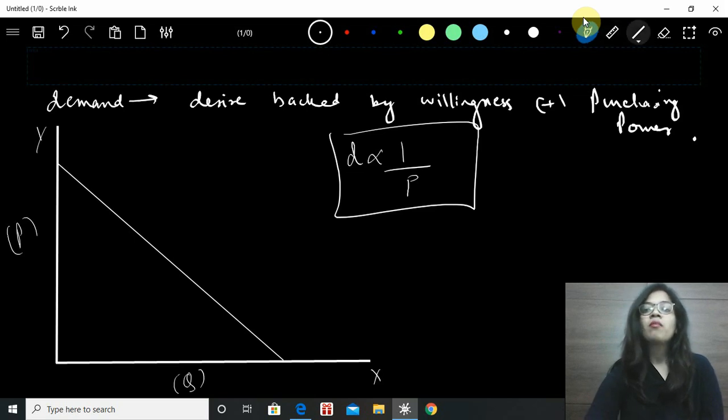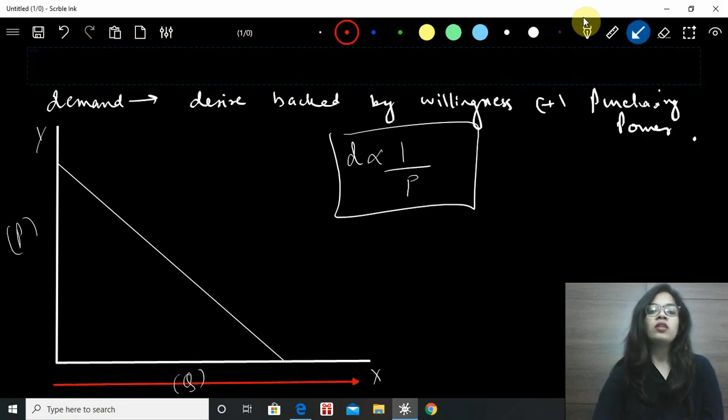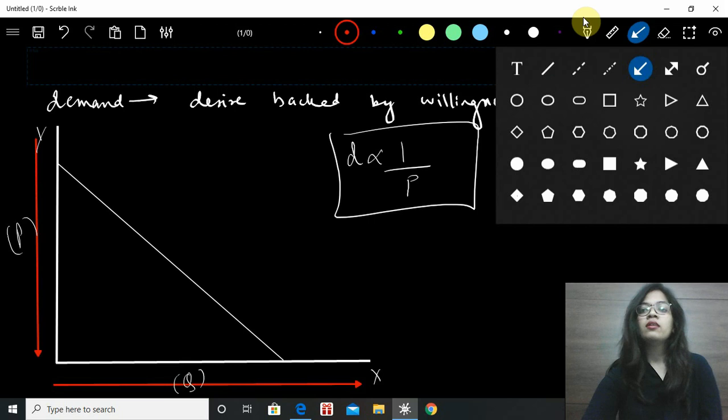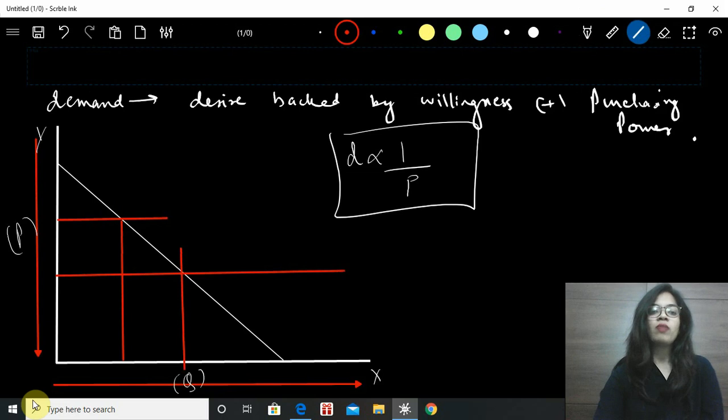Now how this happens is, as the quantity goes on increasing here, the price goes on decreasing. These two go in opposite directions, right? So if this is the price, this is the quantity. Simple enough. So if the price is high here, the quantity demanded is less. If I reduce the price, the quantity demanded is automatically more. And if the price is too low, then the quantity demanded is too high.